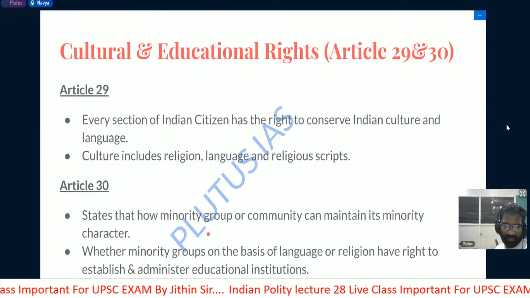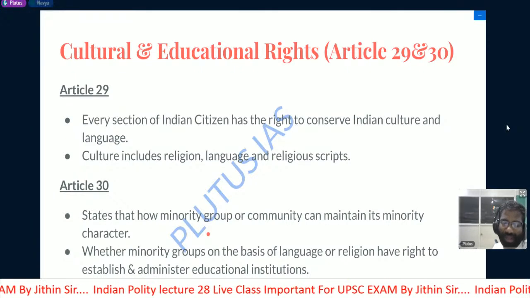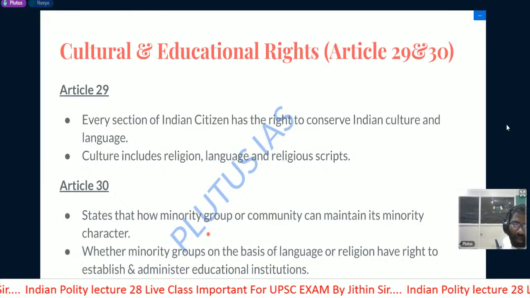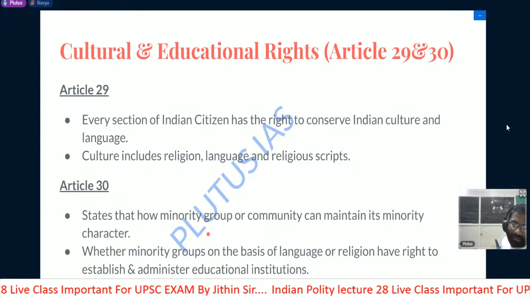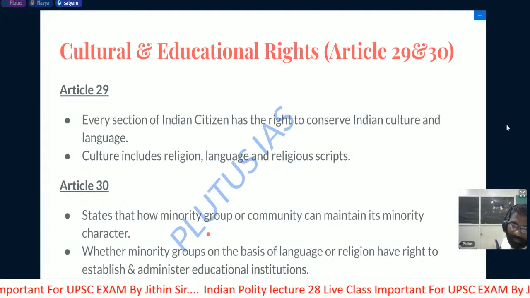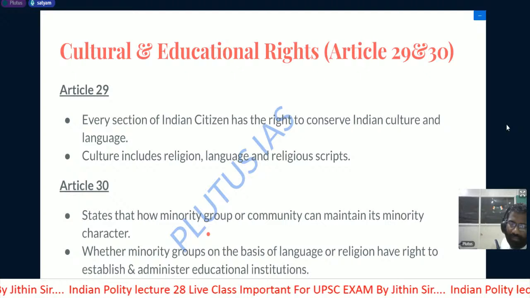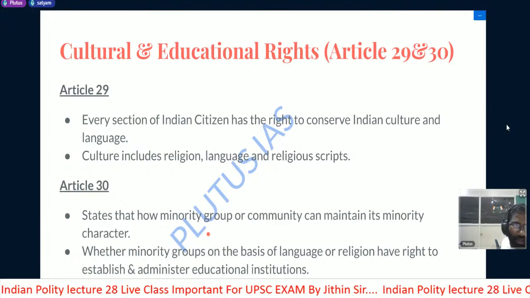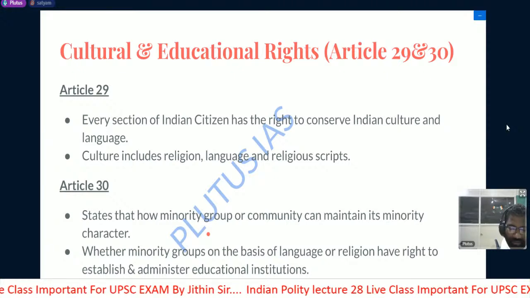in public employment. Satyam, what is Article 17 of Indian Constitution? That untouchability of any form is a criminal offense. Very correct.